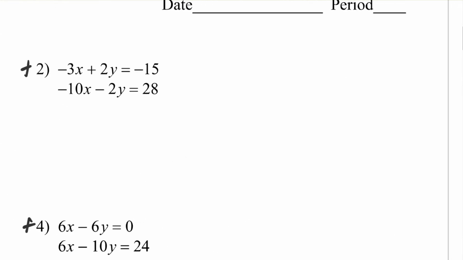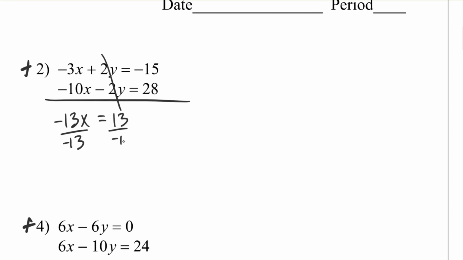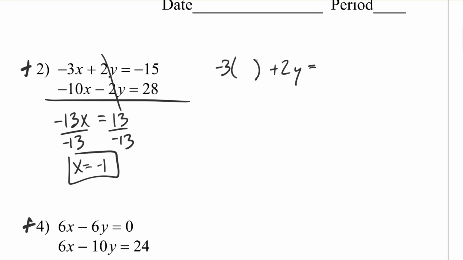Question 2, we've got opposites with our y's. So we add those together, we get negative 13x equals, and 28 minus 15 is 13. So divide by negative 13, and we get x equals negative 1. Then we can substitute that into either equation. I'll pick the top equation now. So negative 3x plus 2y equals negative 15, and we're subbing in a negative 1.